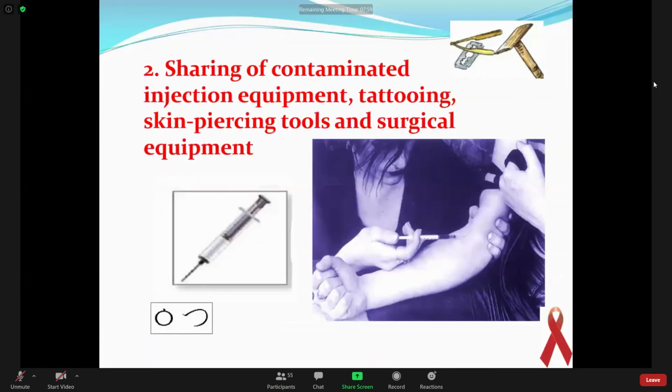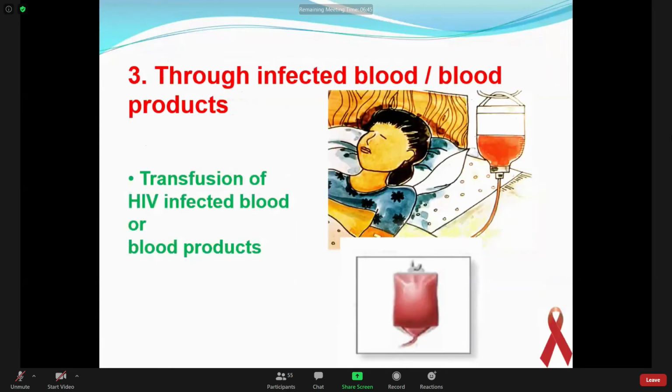Then next is the sharing of contaminated injection equipment, tattooing and skin piercing tools, and surgical equipment. Through these tools, it may be skin piercing tools, tattooing, or injection equipment like a needle and syringe, transmission is possible. Even if an infected person uses a toothbrush and another person uses the same toothbrush, it may be transmitted that way. So through needle syringe, surgical equipment, or skin piercing tools, it can be transmitted. This is the second mode.